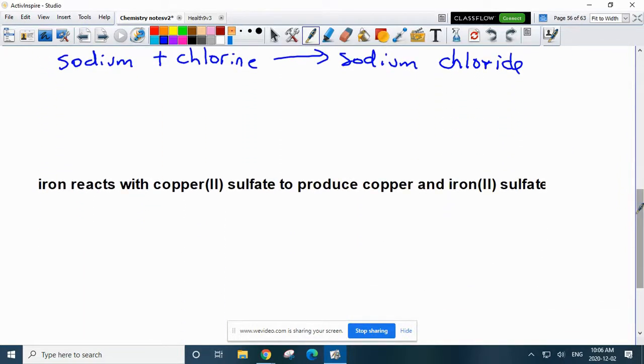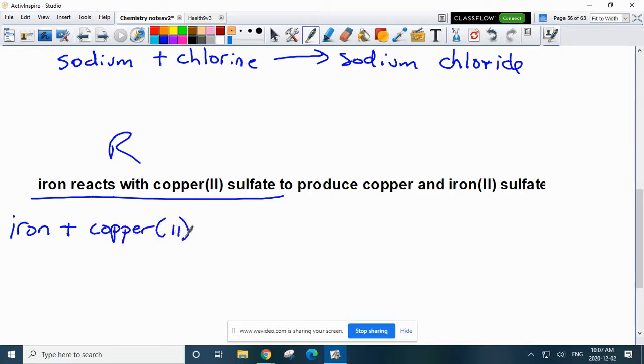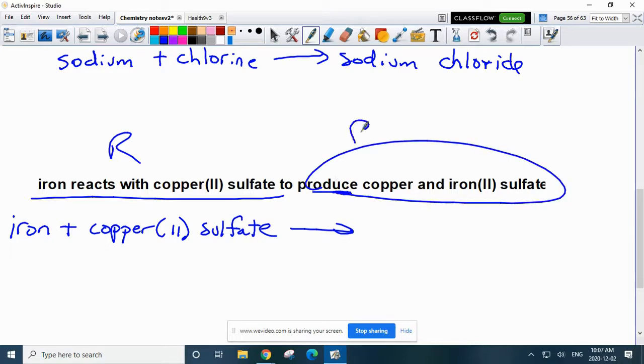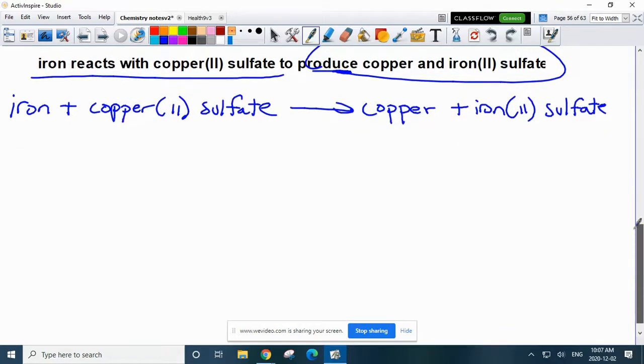Iron reacts with copper 2 sulfate. So there's my reactants, right? So I just go iron plus copper 2 sulfate. Reactant, arrow. See, there's product. So there's my 2 products. Copper plus iron 2 sulfate. That's the last one.